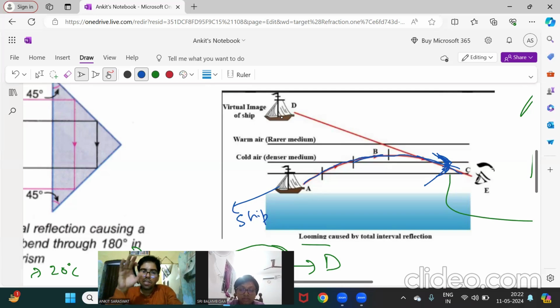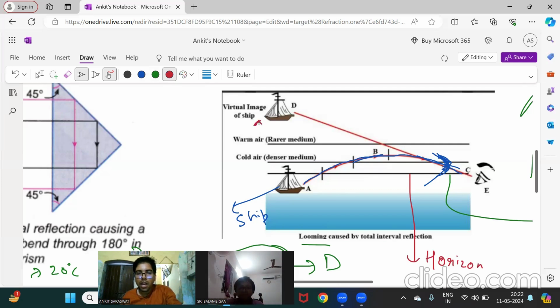Clear? Yes, sir. This is known as horizon. You know what is horizon? Yes, sir. The place where land and sea meet, yes, it appears to me. This ship, which is at the land, but he will think this ship is a little bit hanging in the air. The ship is hanging in the air.